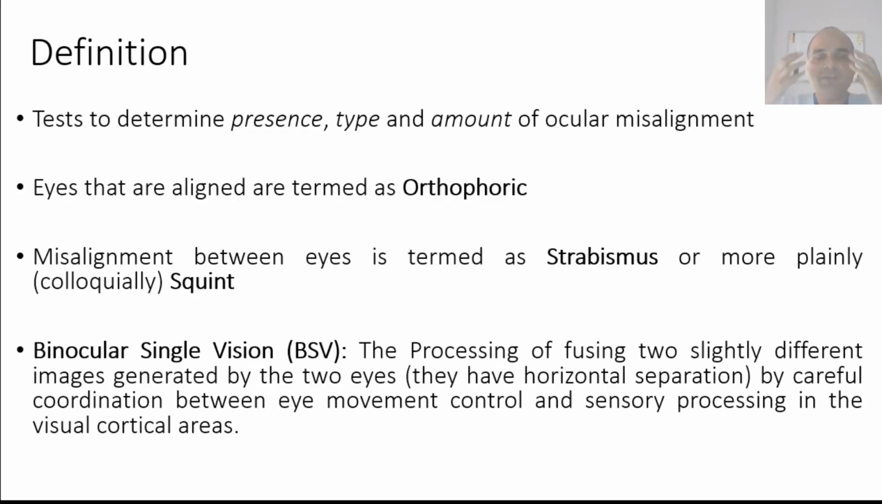There is a process by which both of these slightly different images are processed to produce one image, and that process is basically fusion. It involves moving your eyes first to see what you want to see, which is called motor fusion. And then all the processing that's done in the central nervous system, the cerebral or visual cortex, takes these two slightly different images and fuses them into one.